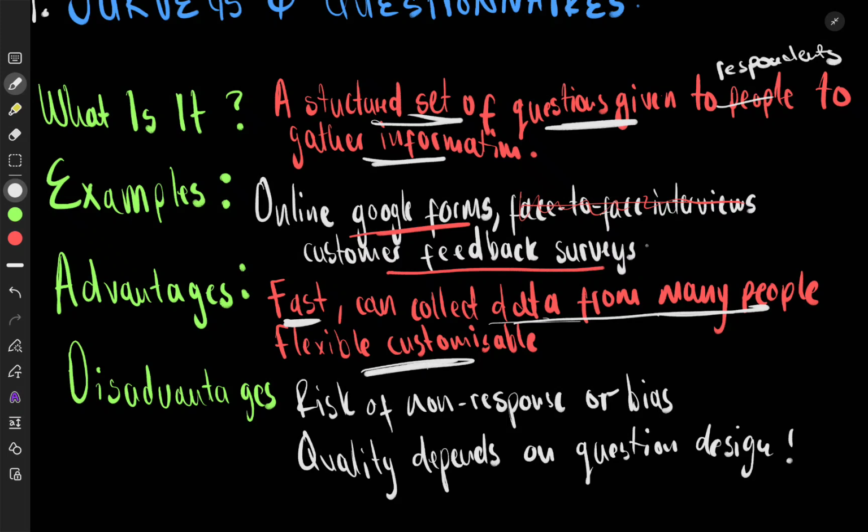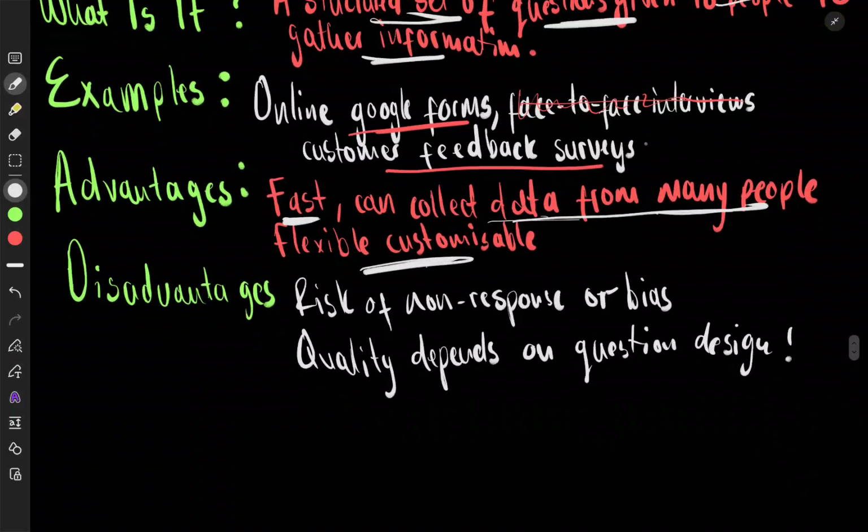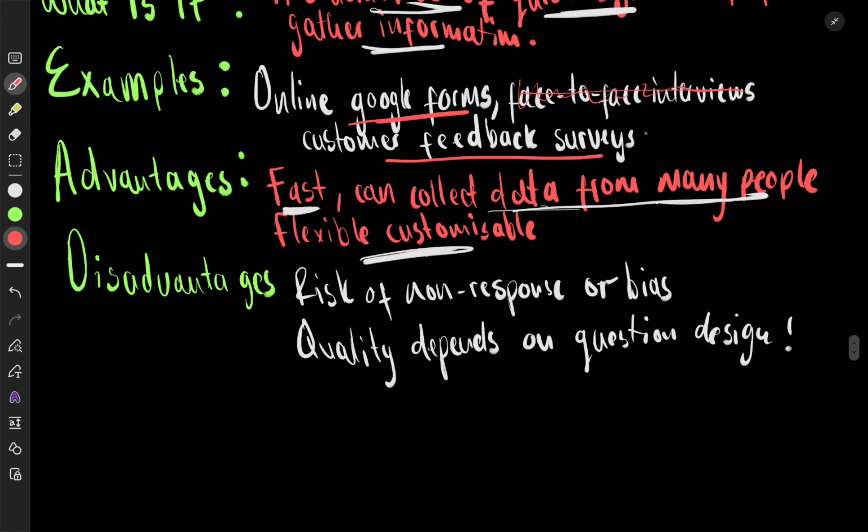And also it is flexible and customizable because you can change the questions to make them suit what you want to find out. Then now, what are the disadvantages? Number one, there's a risk of bias or non-response. Bias, maybe you are asking questions at a certain time, and people tend to just follow one another or answer because of one event that has happened. There is a risk of bias.